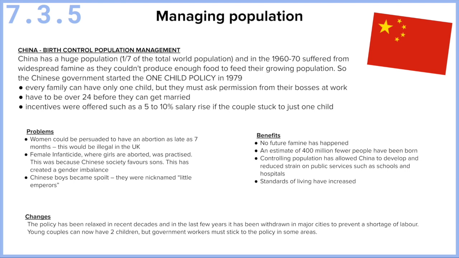It's also allowed younger couples to have 2 children now, and in some cases they've actually completely removed the policy, but if you work in the government you are still expected to follow it. So it's been too much of a success for China because it means now that their population has become imbalanced and unstable and likely to collapse in on itself. So they've had to reduce the policy significantly since they introduced it in 1979.